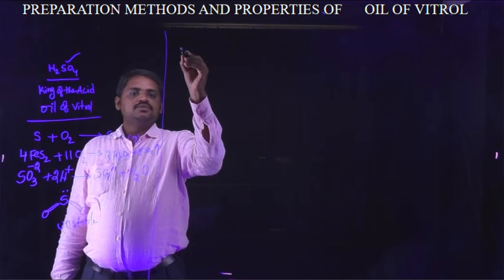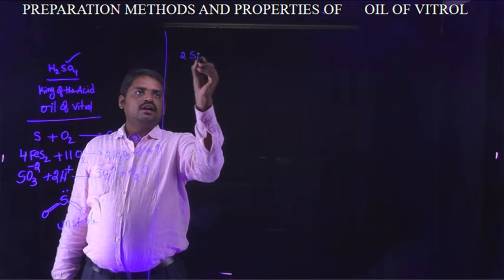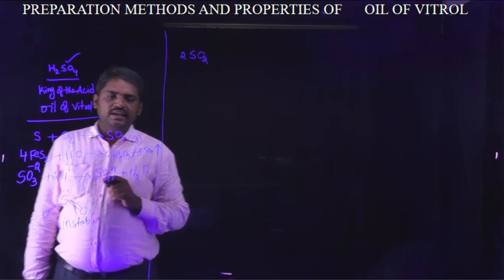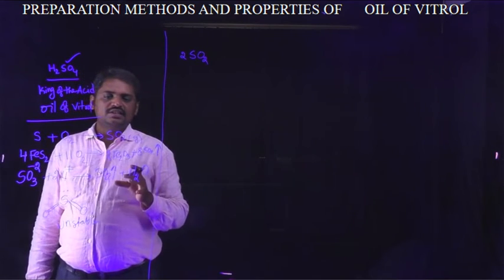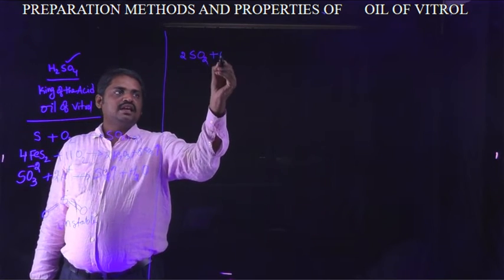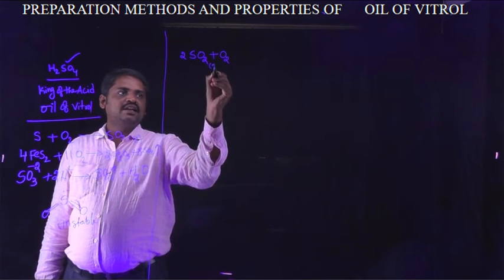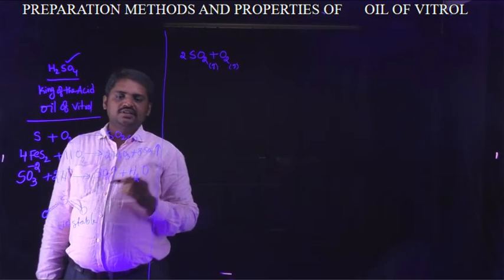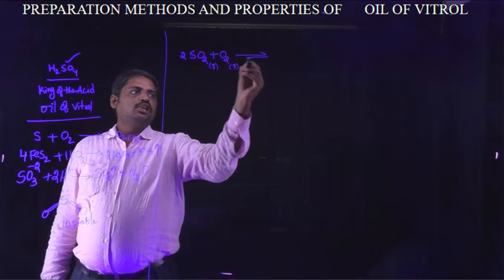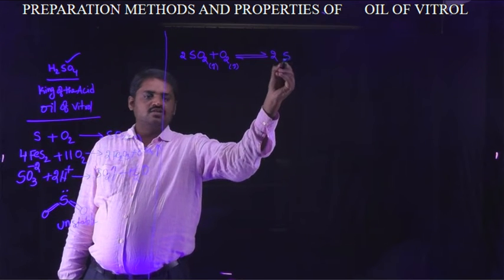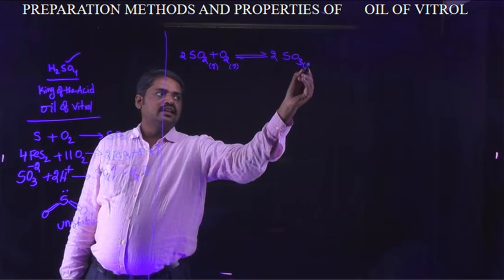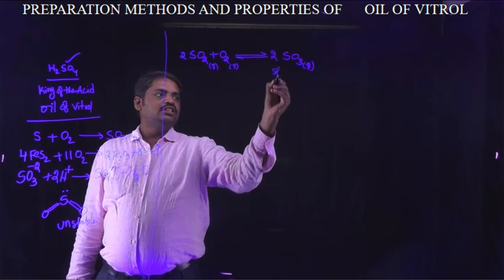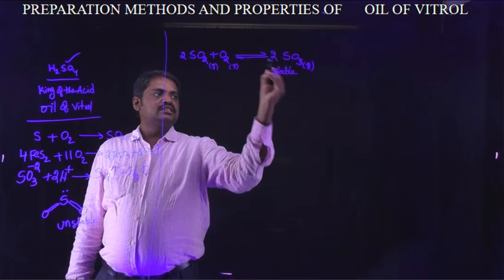This gaseous molecule reacts with air. Air contains some amount of oxygen, and that oxygen reacts with sulfur dioxide. Both are gaseous molecules. Sulfur dioxide gas reacts with oxygen to produce sulfur trioxide. So this is also a gas, but this gaseous molecule is a stable gaseous molecule.